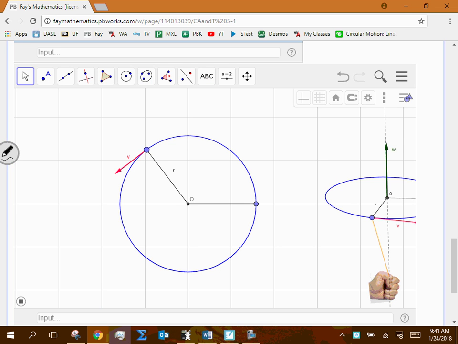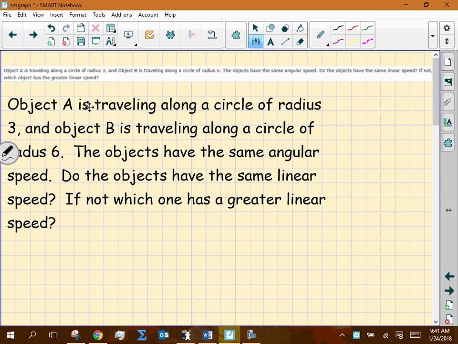All right, so here's the next question. It says object A is traveling along a circle of radius 3, and object B is traveling along a circle of radius 6. It says these objects have the same angular speed. Do the objects have the same linear speed? We'll answer that yes or no, and if it's no, we're going to talk about which one is greater.